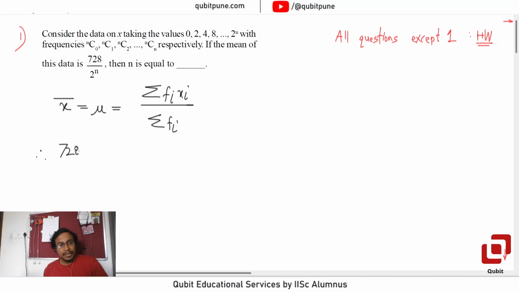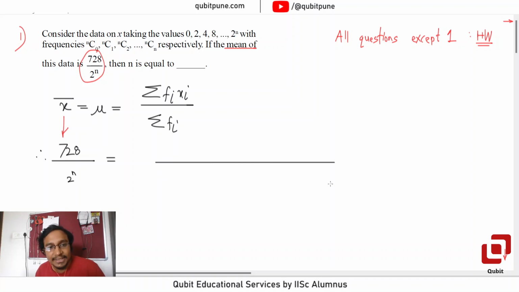So it's 728 here, 2 raised to n in the denominator. This is given. Mean is given as this. Now let's go to the right side. Summation fi xi upon summation fi. Now, if I wish to add the binomial coefficients, I know what this sum is going to be. This sum is going to be 2 raised to n. Agreed? Sum of binomial coefficients is 2 raised to n, तो ये cancel करेगा इसको.